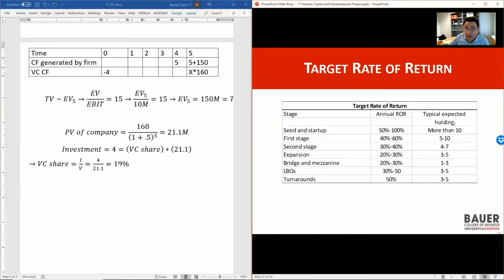This last column has the holding period for a given investment. So if you're getting in very early, you're going to be holding the company for more than 10 years. For first stage, second stage companies, it's going to be more like 5 to 10 years before you can finally cash out. So the example we did here would be a quicker holding. 5 years is on the short side of an investment horizon.